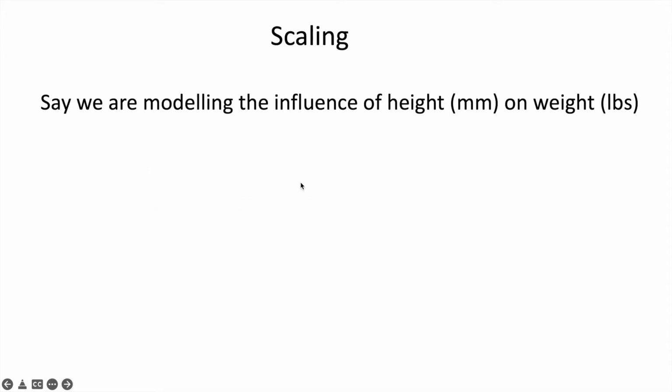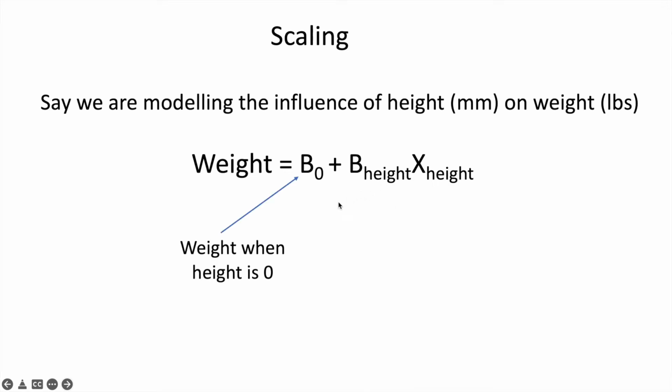This video is going to cover centering and scaling, which are ways to make the coefficient of an explanatory variable in the model or an intercept more interpretable. So say we're looking at the influence of height on weight, and height's measured in millimeters and weight's measured in pounds. So it's a continuous outcome and a continuous predictor.